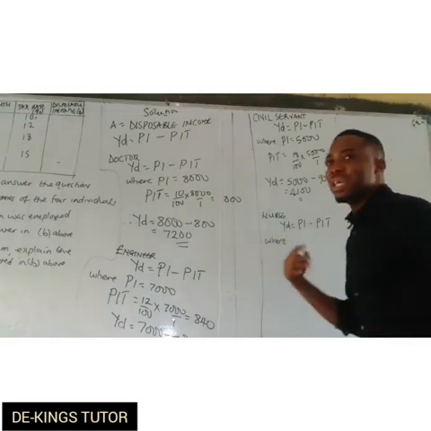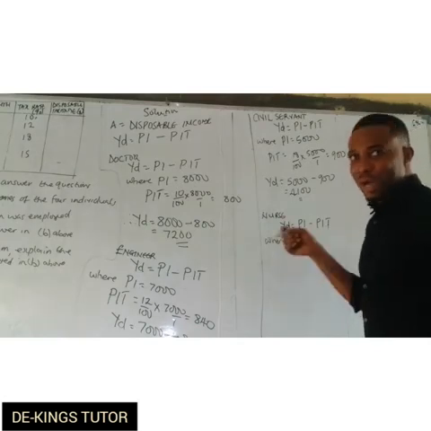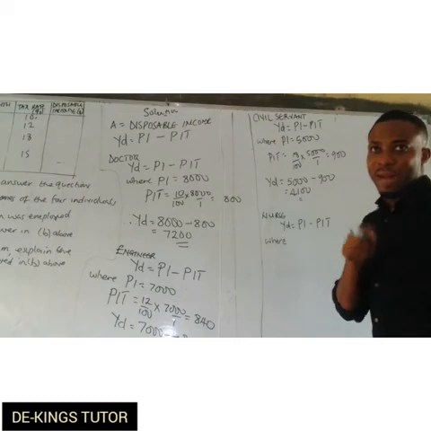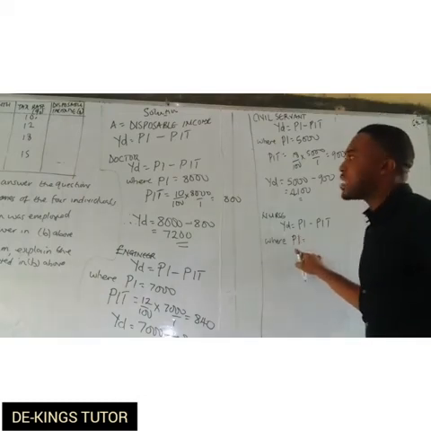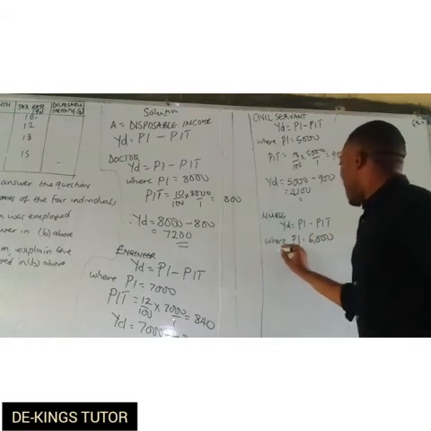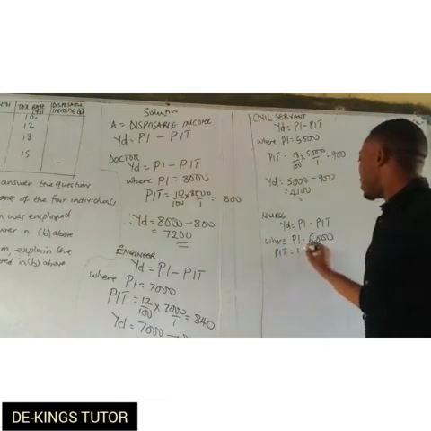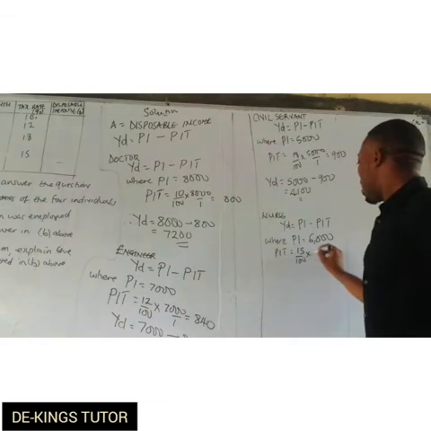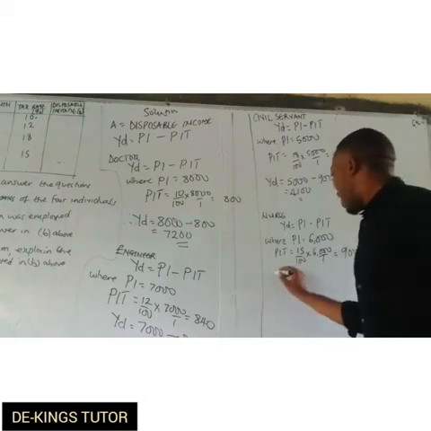So where our personal income, what is personal income? 6,000. Then our personal income tax is what? 15 over 100 times what? 6,000. So what do we have? 900. So our disposable income would be 6,000 minus what? 900. What do we have? 5,000.